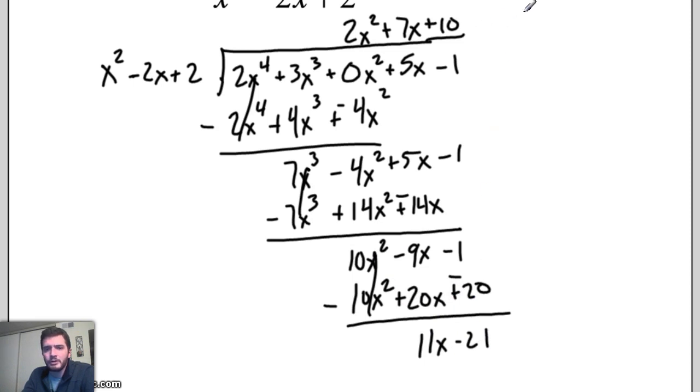And you're going to notice that you're done if you put everything over the divisor. So this will be our answer, and you can write plus 11x minus 21 over x squared minus 2x plus 2. All right, and there you go, guys. I'll see you in the next one.